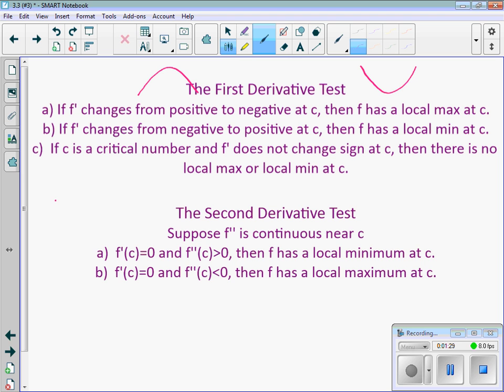So it might look something like this, where it flattens and then goes up again. If it doesn't actually change sign, if it's increasing the entire time or decreasing the entire time, it just flattens out for a second and then goes back up. So there's no max or min there.